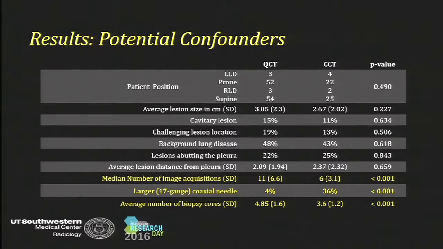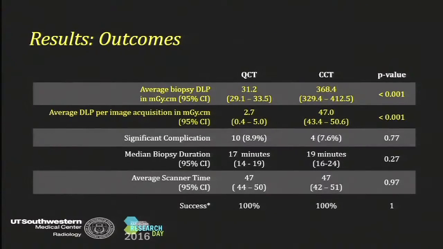You can see that between the two groups, there was no difference between the lesion location, background lung disease, cavitary lesion, etc. What was different, however, was mostly technical. Median number of image acquisitions: it took about twice as many image acquisitions to get to a lesion in the QCT group than in the CCT group. There was a higher percentage of using a larger coaxial needle among the CCT group than the QCT group, and on average, one extra core was obtained in the QCT group compared to the CCT group. We believe the last one is probably a pathologist's preference if they want a piece of extra sample while they're in the room where we're doing the biopsy.